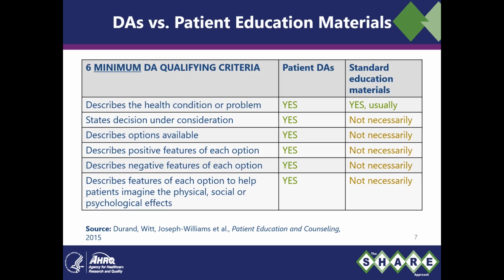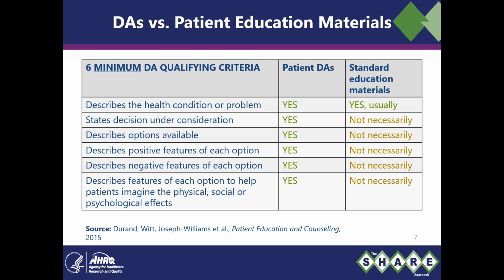Experts have identified 6 minimum criteria for patient decision aids. The materials must describe the health condition or problem. They must state that there is a decision under consideration and describe the options that are available. Decision aids describe both the positive and negative features of each of those options. And finally, a decision aid describes the features of each option to help the patient imagine and understand the physical, social, and psychological effects of each option. Patient decision aids must contain at least these 6 attributes.